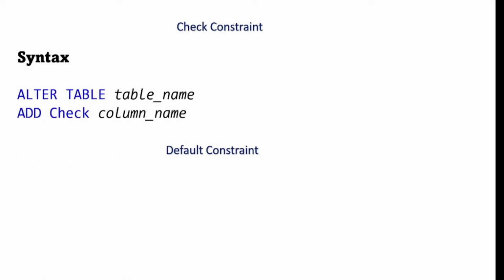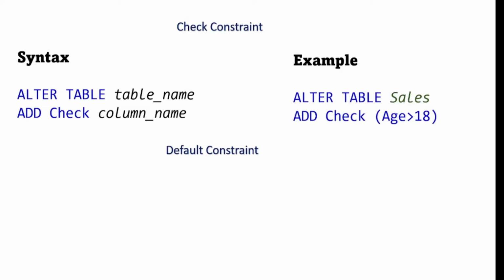So this is the syntax of the check constraint. You can use a check constraint with alter table. Firstly you need to enter alter table, then the table name, then we can use the add keyword with check constraint and then the column name. And here is the example with the same sales table. In the green color we have this table, and now we will write this keyword, which is add check, and we are telling this constraint that the age should be greater than 18. If a user tries to write any value which is less than 18, it will not be allowed.